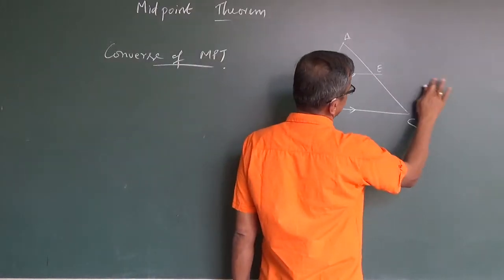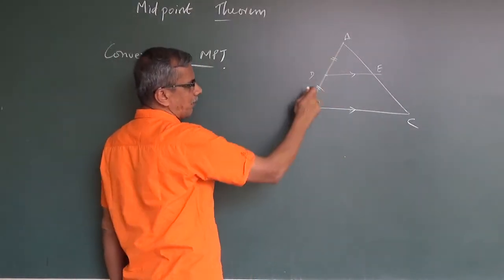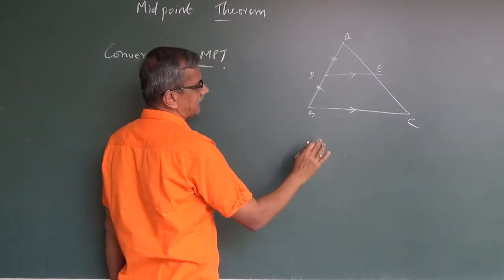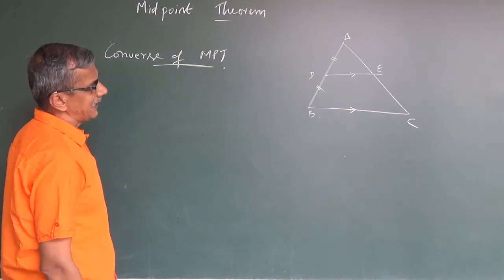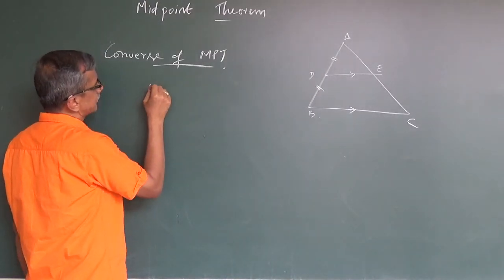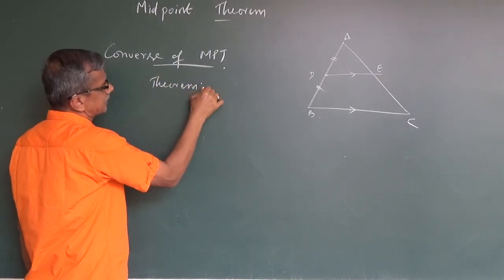So this is what we have to prove. So let us try that. What is given is D is a midpoint, and DE is parallel to BC. From that we have to prove E is a midpoint of AC. So the theorem is like this. The converse of the midpoint theorem states like this.